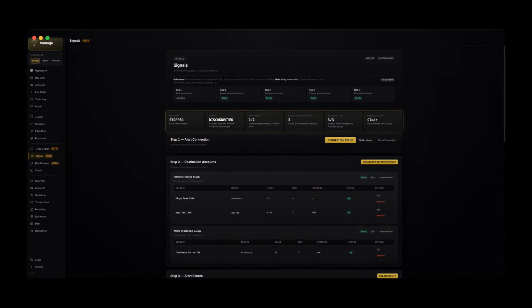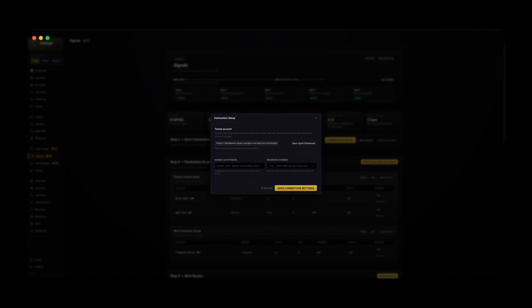So I am starting on the signals page because this is where the route is defined before I ever look at performance. The first question is simple. Where does the alert come in, and what is it allowed to touch? Step 1 is the alert connection. In a live setup, this is where the listener and public webhook endpoint are managed.